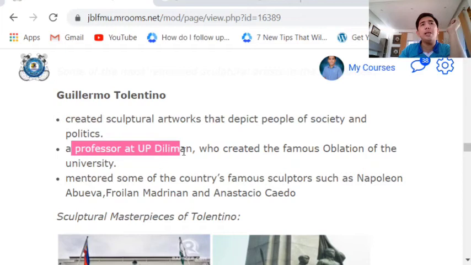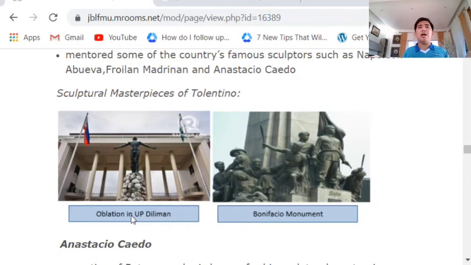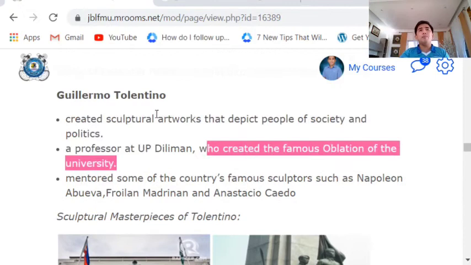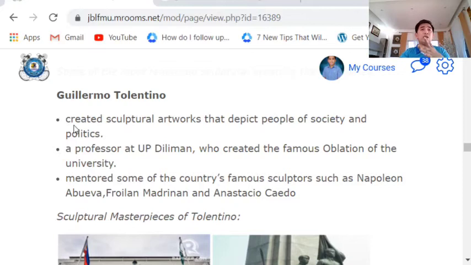He was a professor at UP Diliman who created the famous Oblation of the university. So, the Oblation was created by Guillermo Tolentino. It can symbolize the freedom of expression that people need to have. You can actually search over the internet what are some of the other meanings or messages behind this Oblation. There are a lot of things about it.